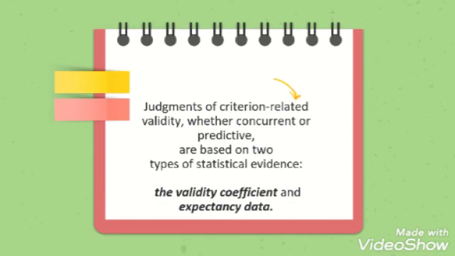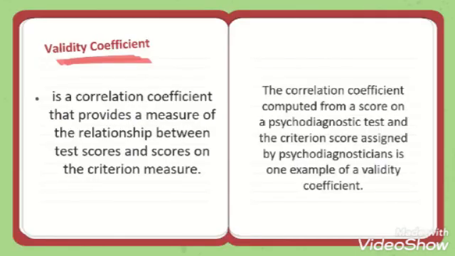Judgments of criterion-related validity, whether concurrent or predictive, are based on two types of statistical evidence: the validity coefficient and the expectancy data. Validity coefficient is a correlation coefficient that provides a measure of the relationship between test scores and scores on the criterion measures. The correlation coefficient computed from a score on a psychodiagnostic test and the criterion score assigned by a psychodiagnostician is one example of a validity coefficient.